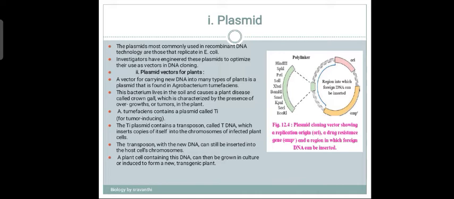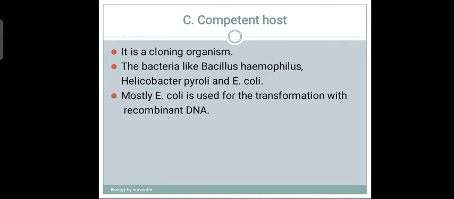The plasmid cloning vector shows a replicating ori gene, a drug resistance gene, the ampicillin resistance gene, and a region where foreign DNA can be inserted. So this is about the plasmid. In this way we produce insulin by using rDNA technology.